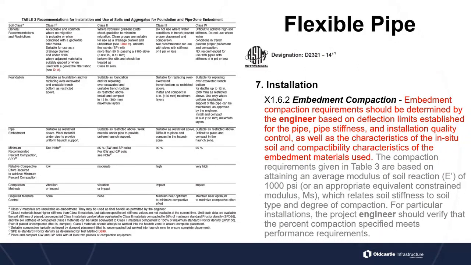So again, it's on the engineer to determine the deflection limits, and make sure that the pipe, the pipe stiffness, and the installation and everything is done correctly to make sure that it does meet these requirements, that E prime number, right? And then if you go down to the bottom of that as well, for particular installations, the project engineer should verify that the percent compaction specified meets performance requirements. So again, there's that pesky term there of what the engineer's requirements, or responsibilities I should say, are to make sure that we're meeting the performance requirements.